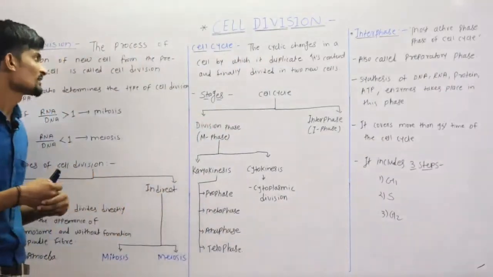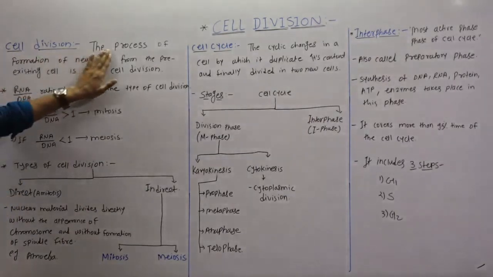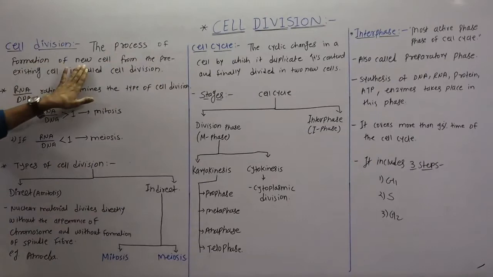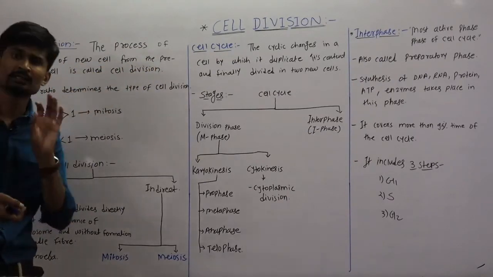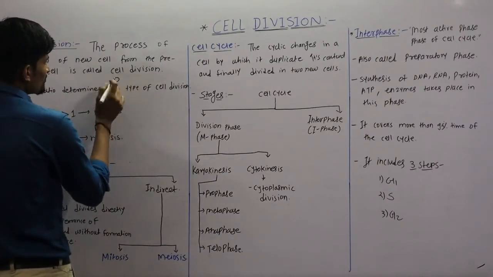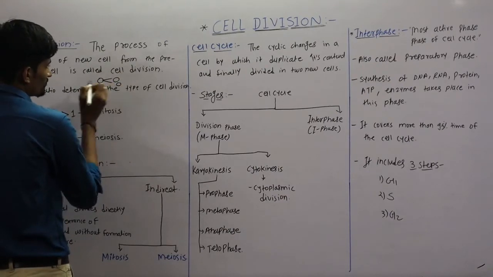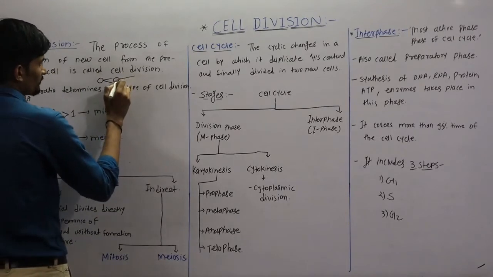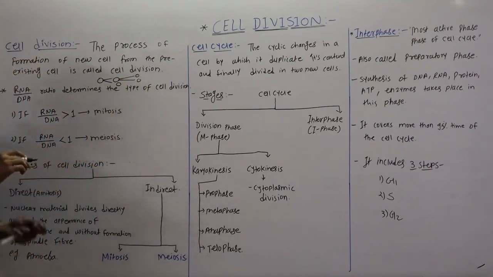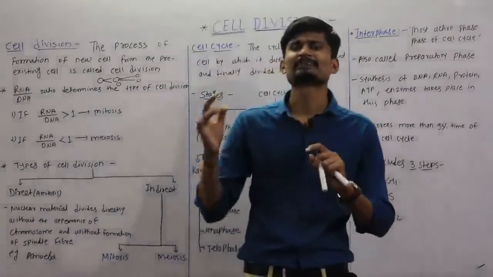So we will start simply from cell division. What is cell division? Cell division means the process of formation of new cells from the pre-existing cell is called cell division. Simply, there is a formation of new cells from pre-existing cells. So this is a pre-existing cell and this cell will produce two cells. Again these cells will produce more cells. Each and every cell arises from a pre-existing cell.